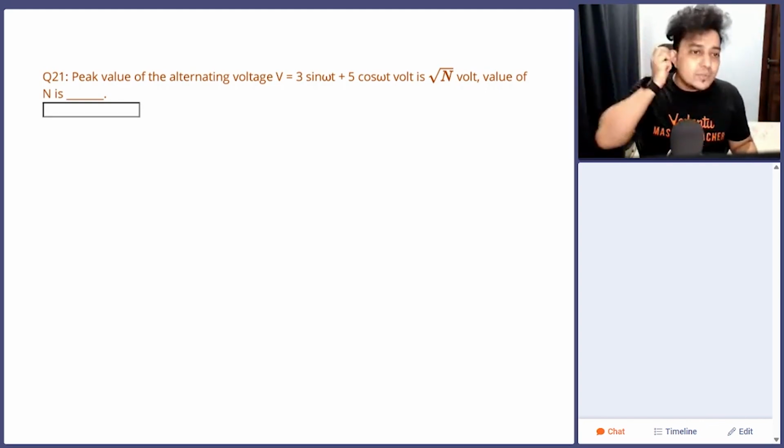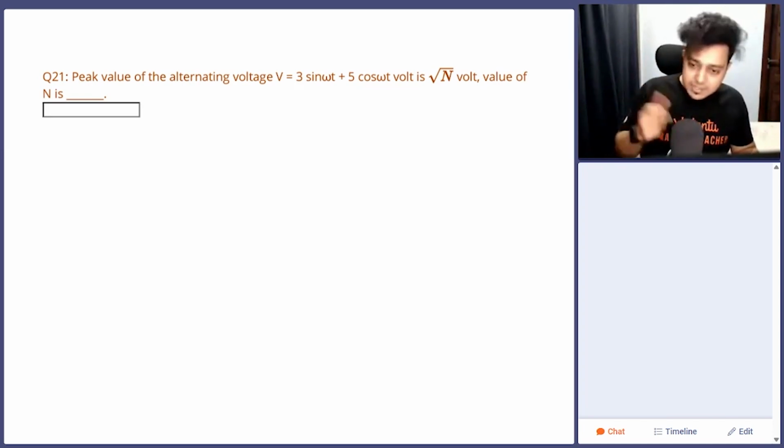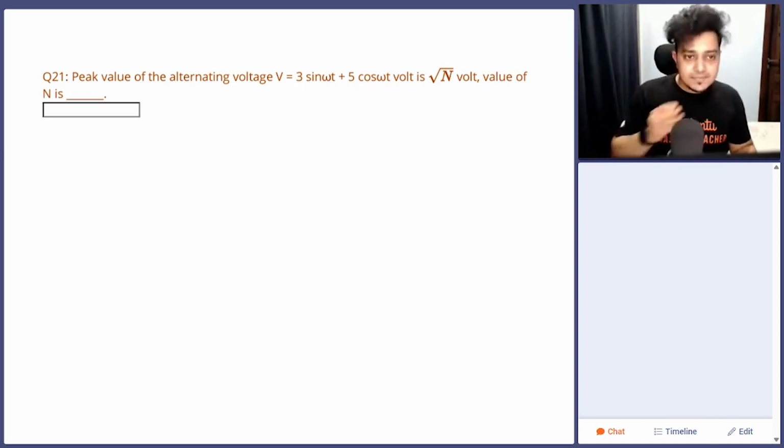Peak value of the alternating voltage V equal to 3 into sine of omega t plus 5 into cos of omega t volt is under root of n. What is the value of n? Peak value. Okay. So here you can see that the voltage is addition of two alternating voltages. The voltage value itself is addition of two alternating voltages.